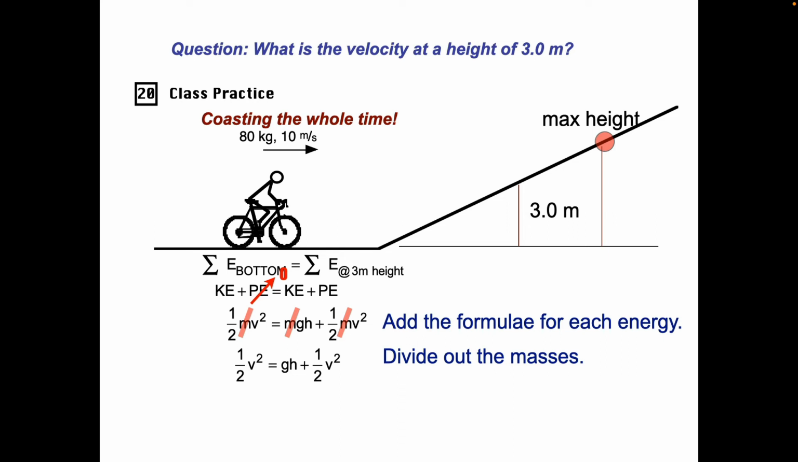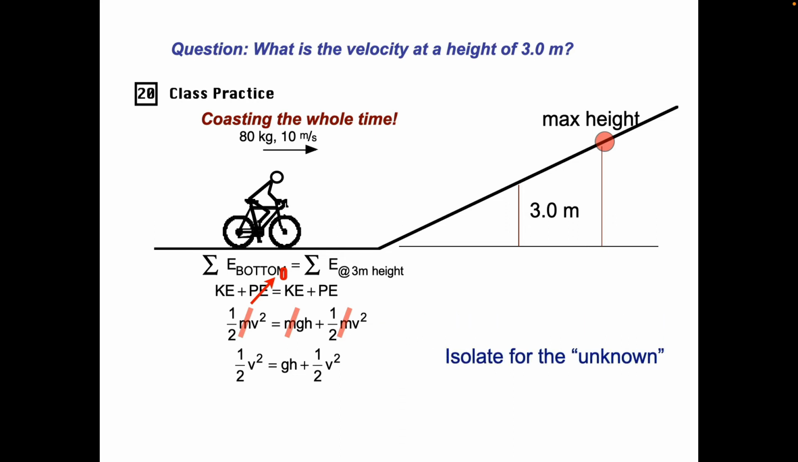Next step, isolate the unknown, and that's going to be the velocity on the right-hand side. So when I do that, I'm going to move gh to the other side, and then I'm going to multiply both sides by 2 and then take the square root. And I get an expression that looks something like this. And then I'll enter numbers and units.